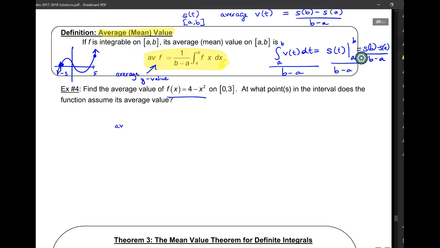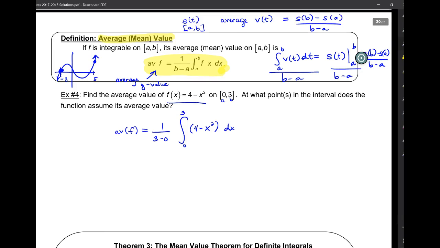Okay, so the average value of f is going to be 1 over, well, this is a and this is b, so 3 minus 0, the integral from 0 to 3 of that function. So I'm finding the average value. So I have 1/3 and then what? Now we want to integrate.